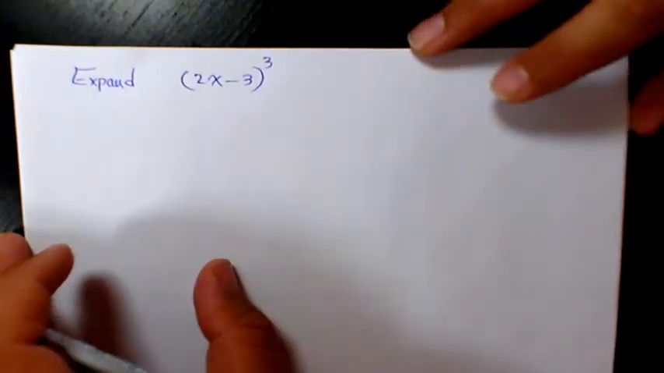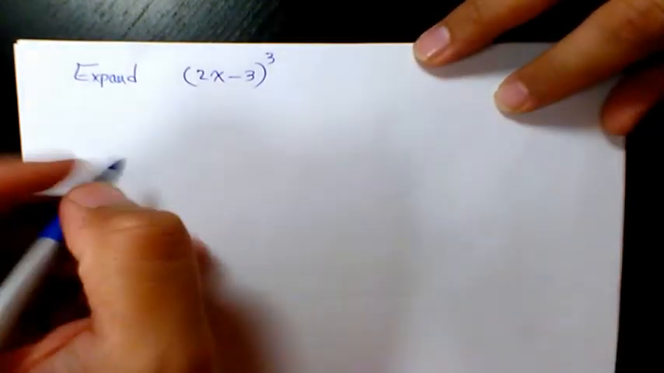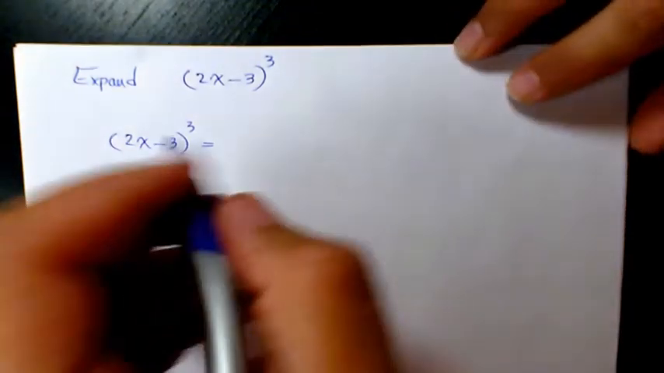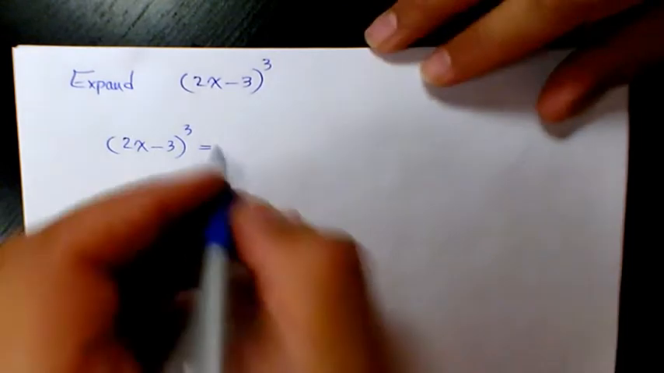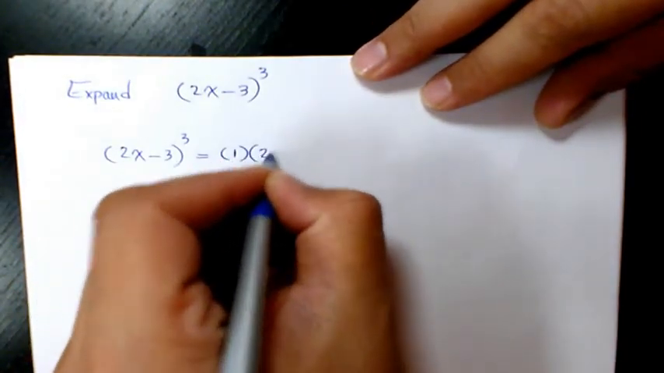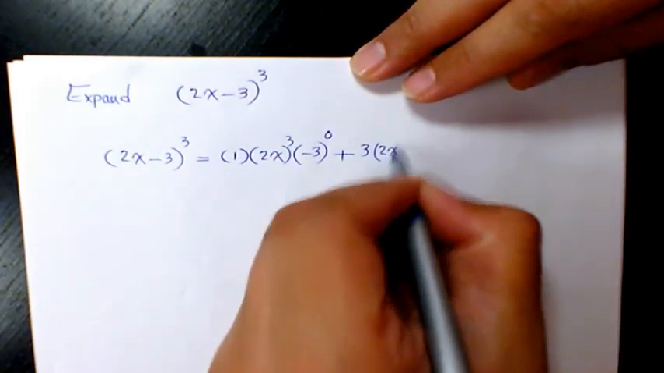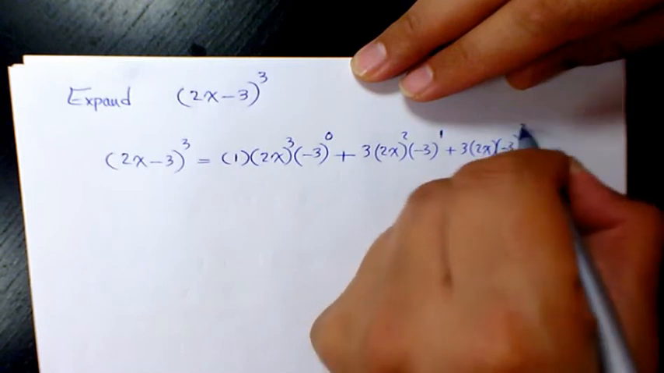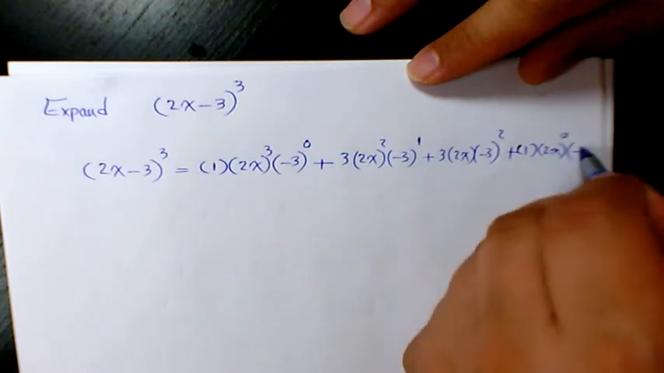So now next example, it says expand (2x - 3)^3. So what I need to do, I'm going to say (2x - 3) to the power of 3. Since it's to the power of 3, we're going to use the third line, 1, 3, 3, 1. We have 4 terms. So it's going to be 1 times (2x)^3 (-3)^0 plus 3 (2x)^2 (-3)^1 plus 3 (2x) times (-3)^2 plus 1 times (2x)^0 (-3)^3.